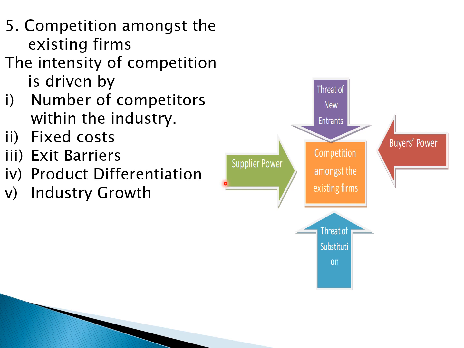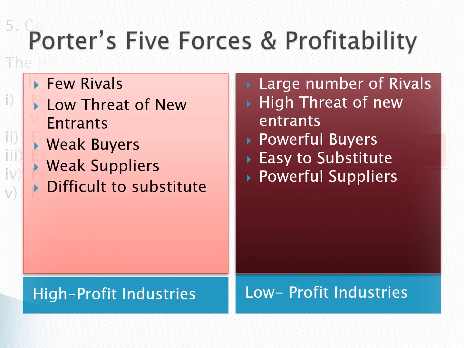Thus, the forces, as discussed, determine an industry's attractiveness or its profitability. The collective strength of these five competitive forces determines the scope to earn attractive profits. It is summarized in this table.